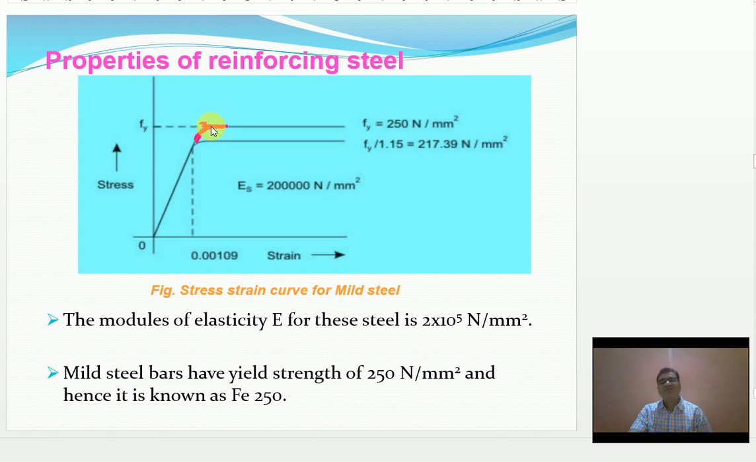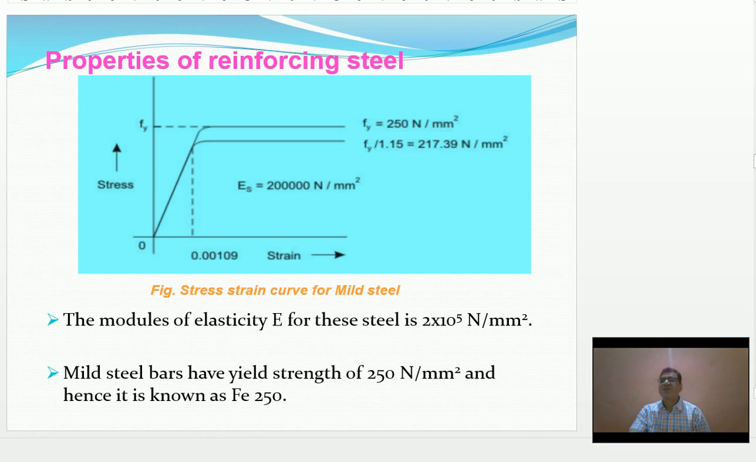This value is about 250 Newton per mm square, and hence the steel is called Fe 250. Here I have written Fe 250 is the steel. The slope of this line is called Young's modulus, and it is considered as 2 into 10 raised to 5 Newton per mm square. As we saw, in case of steel the material safety factor is 1.15. So here this Fy is divided by 1.15, and we get 217 Newton per mm square. This is the strength of the steel which is to be considered while designing.